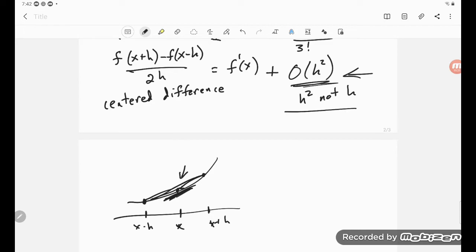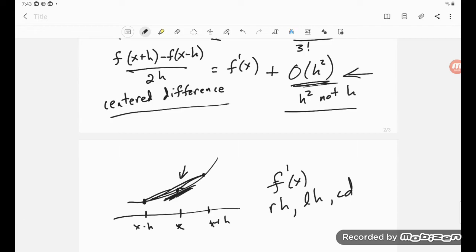If you keep making h smaller, it gets a better approximation much faster. So we like the center difference idea for this, but we'll look at all three. So there's the first derivative. We've found a way to approximate f prime at x, and we can use a right-hand, a left-hand, or a centered difference. Either of those is fine.